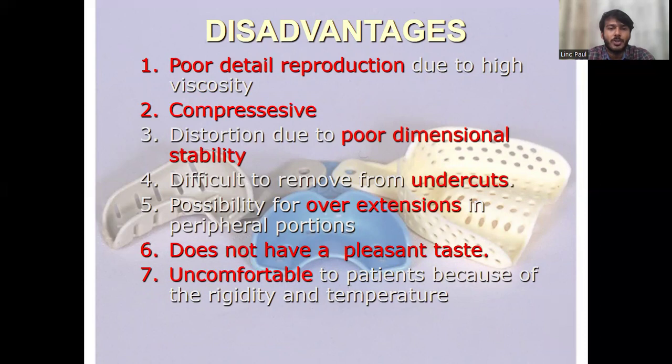mucocompressive in nature, distortion due to poor dimensional stability, difficult to remove from undercuts, and possibility of overextension in peripheral portions. Since it is a rigid material and difficult to remove from undercuts, we do not employ it in such situations. It also does not have a pleasant taste and is uncomfortable to the patient because of the rigidity and temperature.